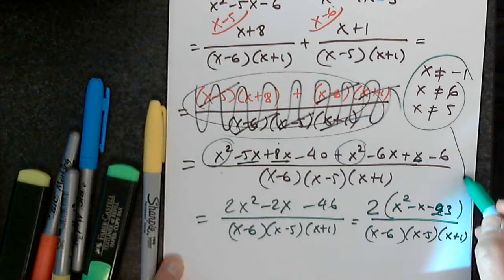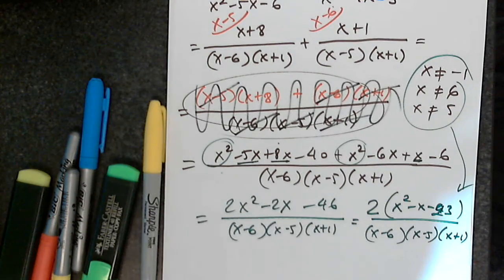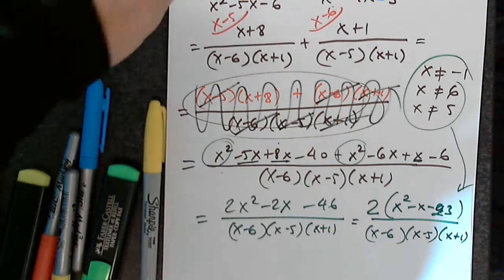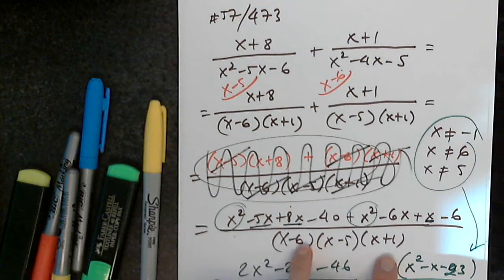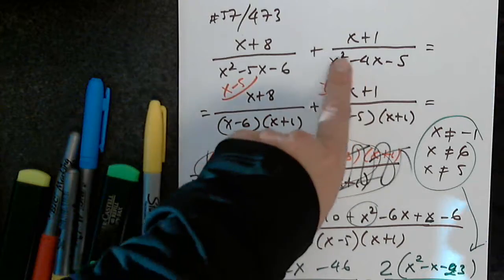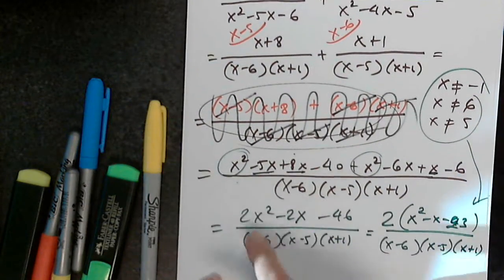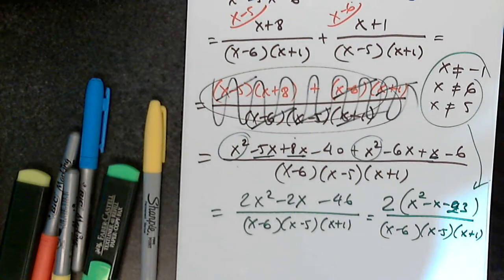With the given restrictions, of course. And that's a simplified form. X squared minus x minus 23 cannot be further factored. Yes, this was a difficult situation because I had 3 factors in the denominator and I had to FOIL the numerators. And then I had to combine like terms and then factor out a 2. This is not a trivial problem.